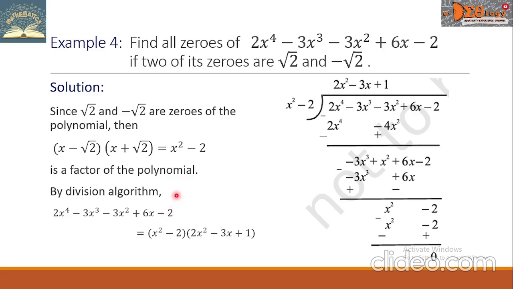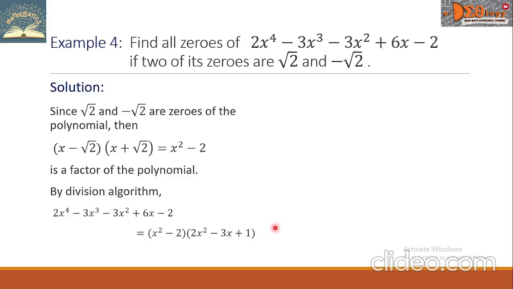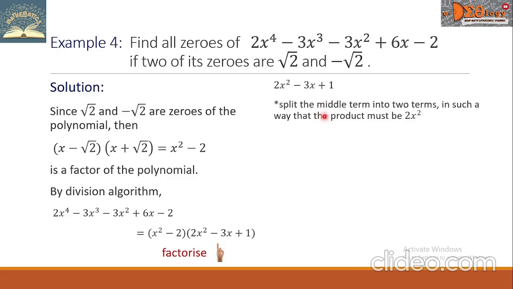So by the division algorithm, we can write the dividend is equal to x squared minus 2, this is the divisor, times our quotient, 2x squared minus 3x plus 1. The remainder, no need to write. The next step here, we need to factorize this trinomial, the 2x squared minus 3x plus 1. When we factorize, first we write it here. We're going to split the middle term into two terms in such a way that the product must be 2x squared. We got this value when we multiply this 2x squared by the constant 1.